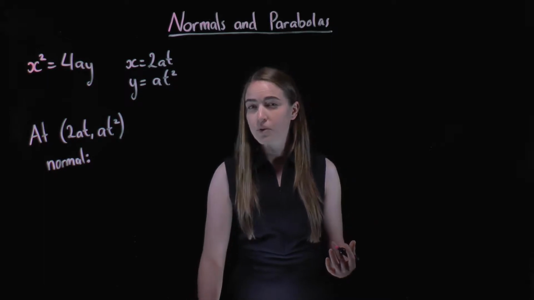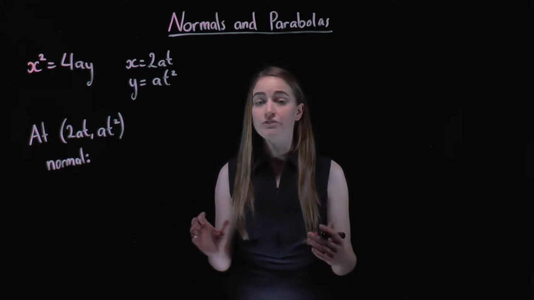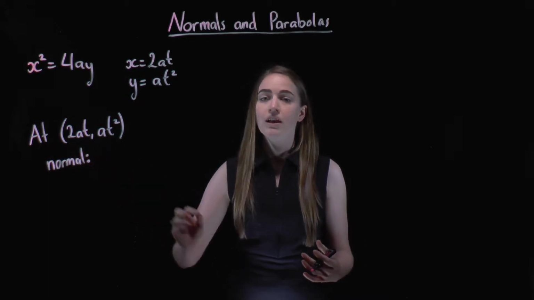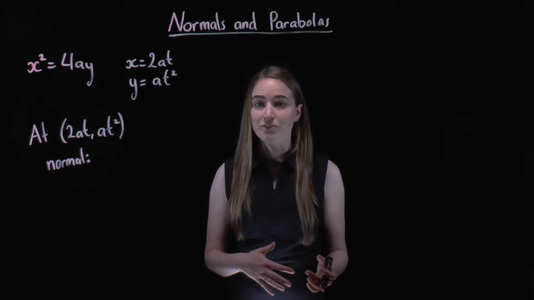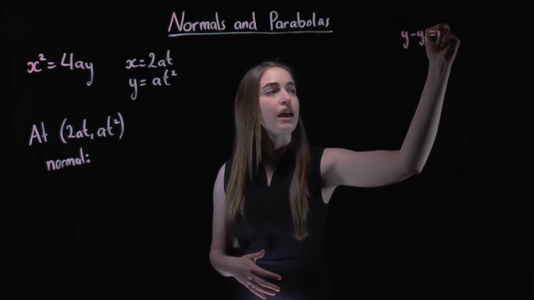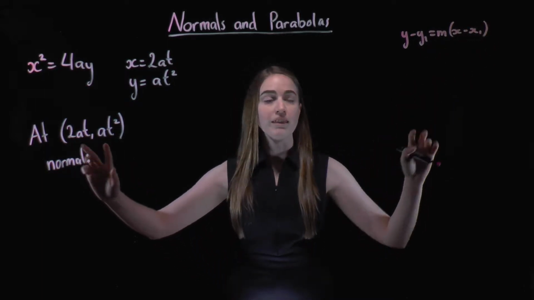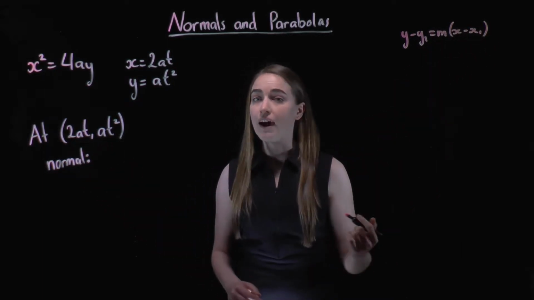So we're going to follow the same process we did when we were looking at tangents. The first thing we're going to do is find the gradient at this point, and then we can use the point gradient formula. So the point gradient formula is y minus y1 equals m outside of x minus x1. Again, our x1, y1 are these 2 points here, but we need to find our m.